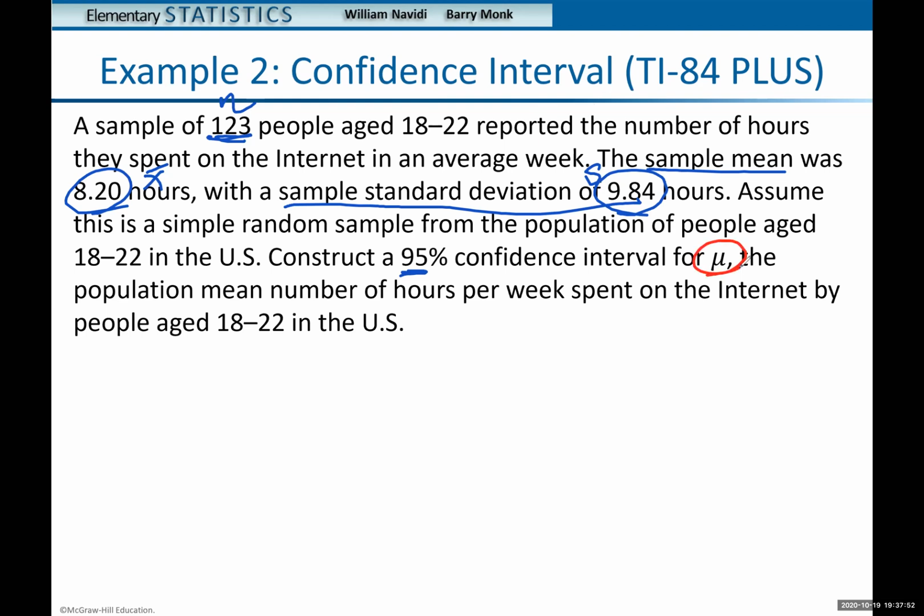So for mu, meaning you're talking about the population mean. And this is a t interval because it doesn't say that you have the population standard deviation, because you have a sample standard deviation. That's why this is a t interval.